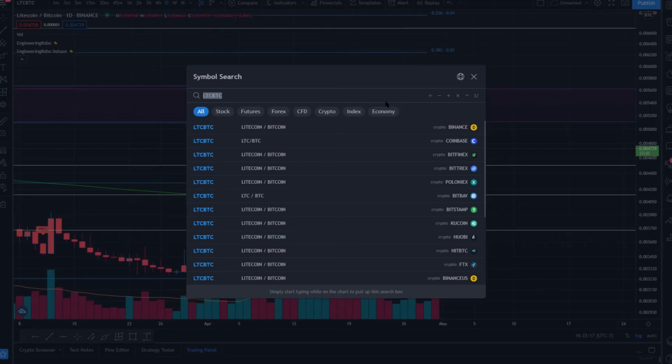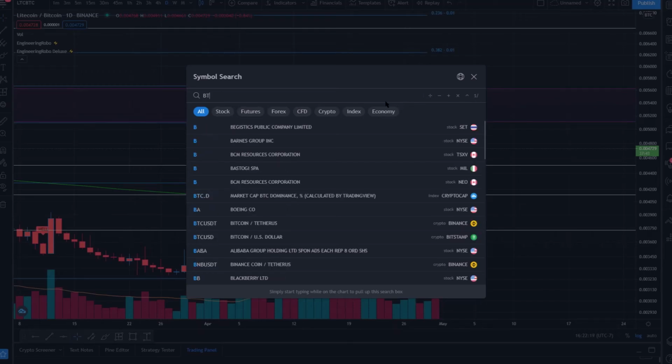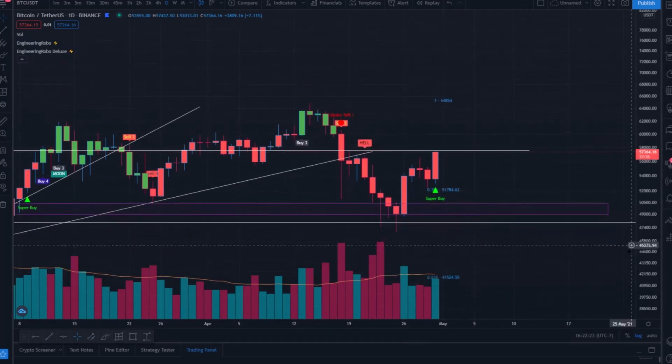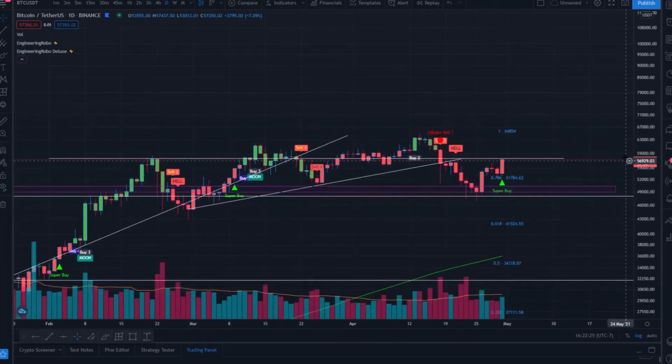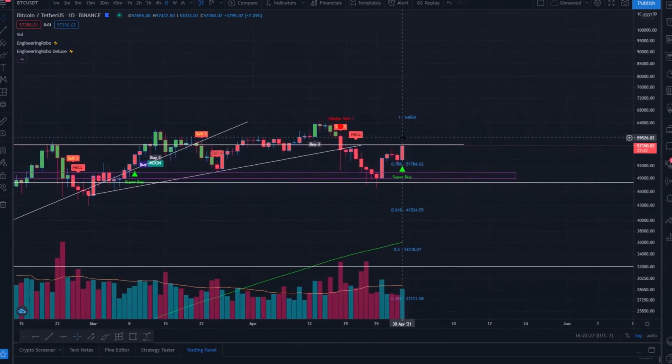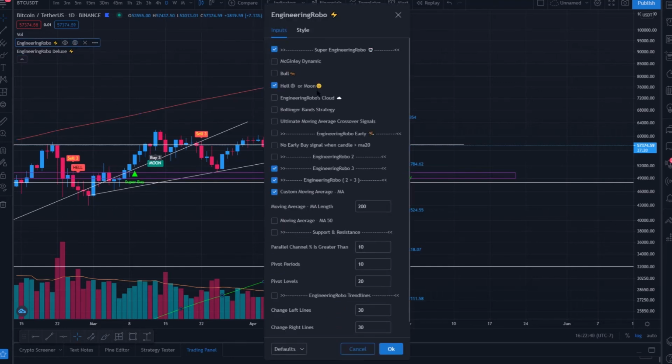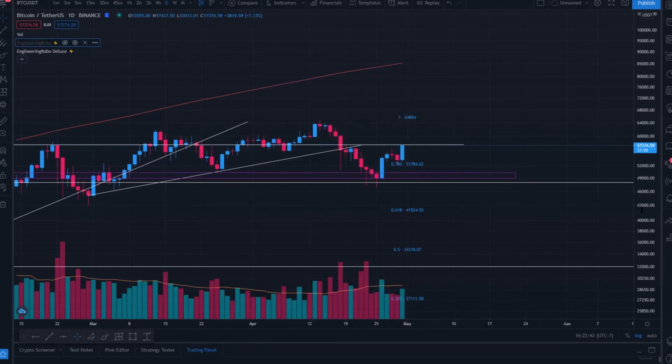Say we consider the price of Bitcoin against US dollar tether on the Binance chart, we can see what's really going on here. Very nice recovery, very nice bounce, very nice support found off of these key zones. And so when we turn on the fear and FOMO zone, let's get some of these other indicators out of the way for a moment.